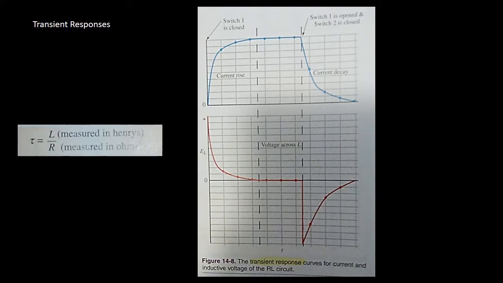Here in figure 14-8, the baseline or x-axis of these graphs represents time. The transient response of an RL circuit does require a certain amount of time. The amount of time to complete the transient response depends upon the values of R and L in the circuit. This value is called the time constant, represented by a small t of the circuit. For an RL circuit, it is found using the following formula.